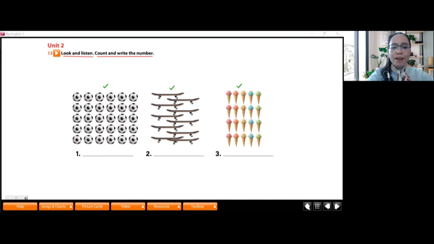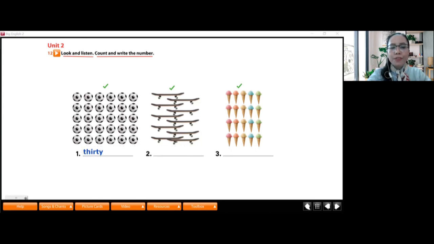How many balls are there? Yes, 30. So you have to write the words of the numbers, yeah? 30. Good.